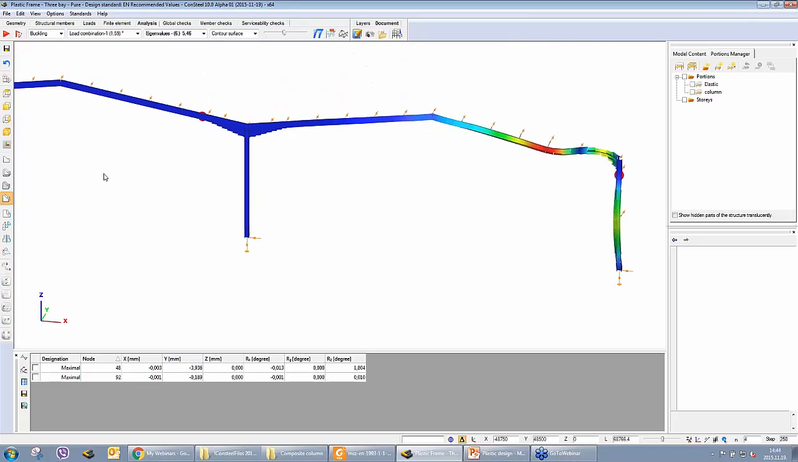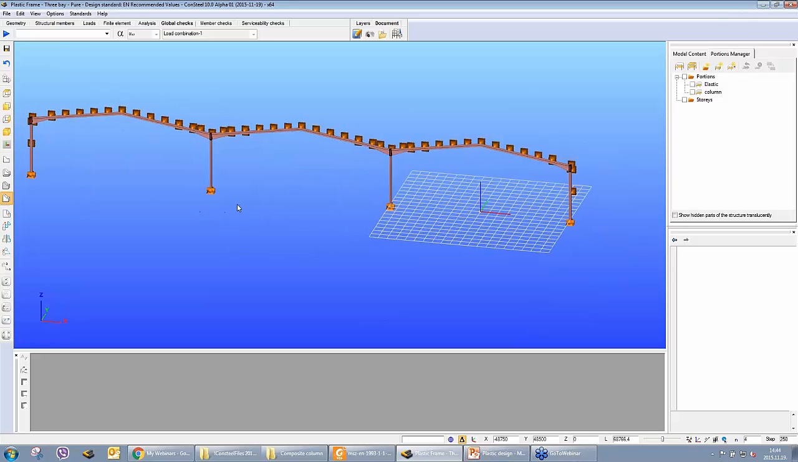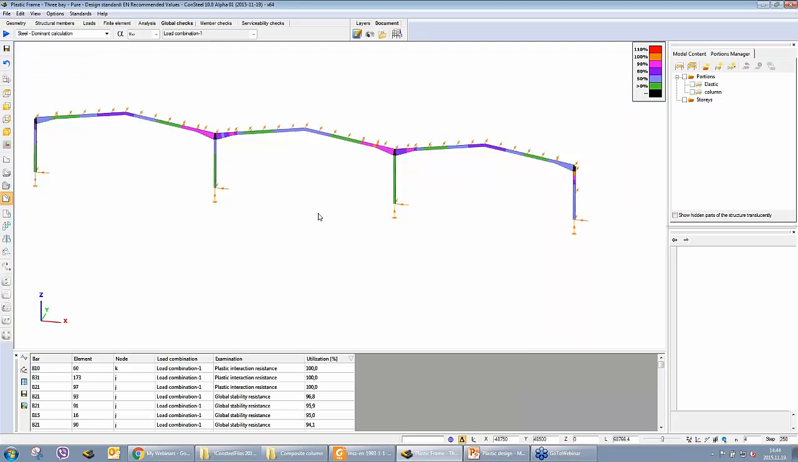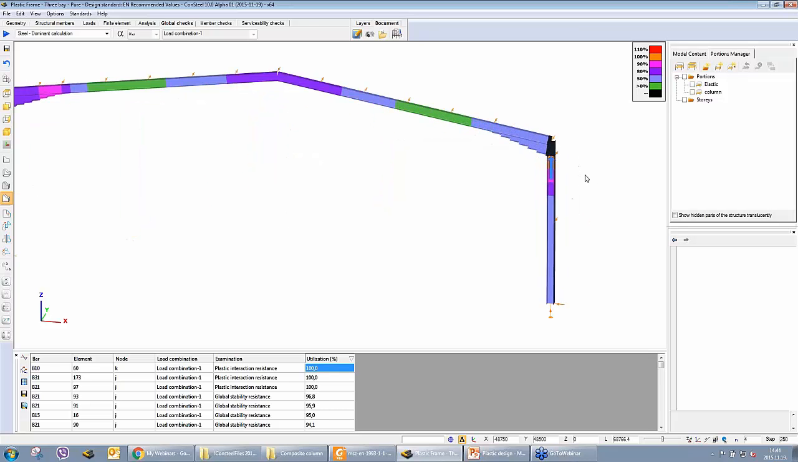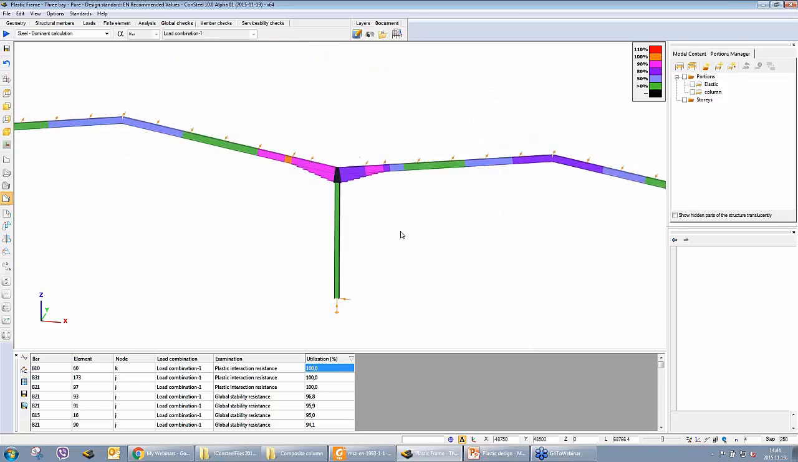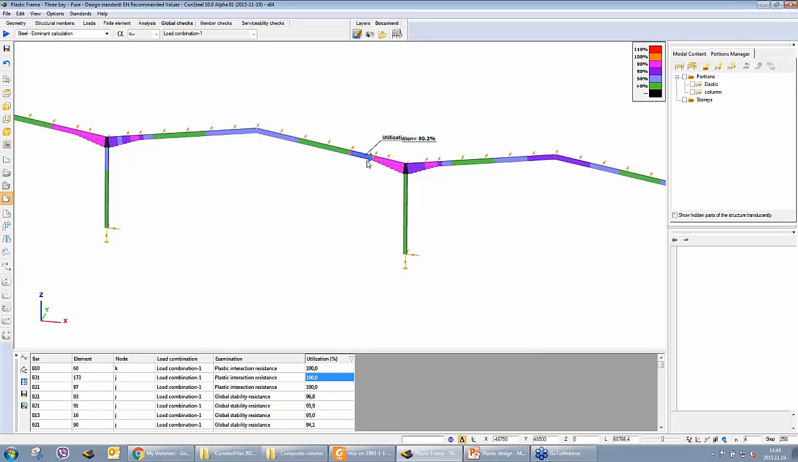So let me see the checks according to the stable length approach. Again, I run the design again, and what we see now is that everything is adequate. We can see that the utilization is completely 100% because of the plastic hinge, based on the plastic interaction resistance at the 3 positions of our plastic hinge. So here at the end of our column, here and here.